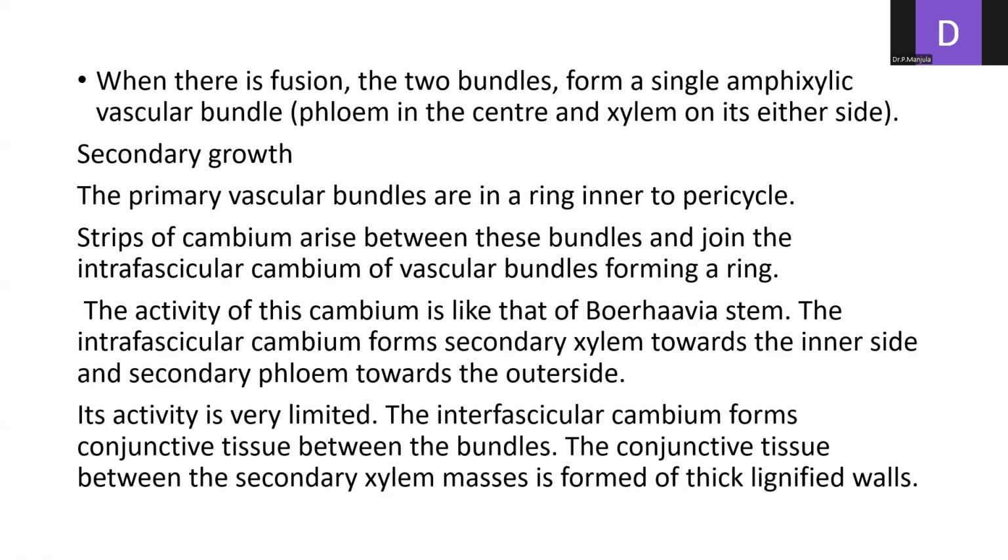The cambium present between the two vascular bundles forms the interfascicular cambium. This interfascicular cambium produces the conjunctive tissue. Conjunctive tissue may be made up of parenchymatous or collenchymatous cells. So it produces the conjunctive tissue between the bundles. This conjunctive tissue between the secondary xylem masses is formed here, and the conjunctive tissue produced towards the inner side forms thick lignified walls.